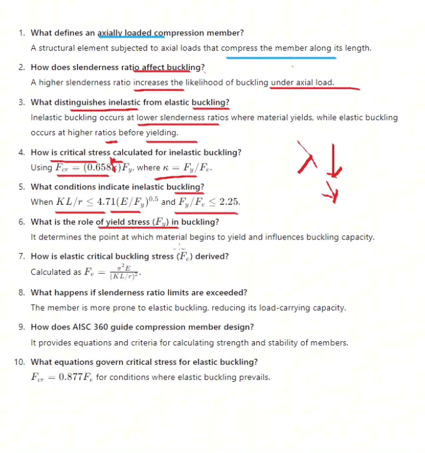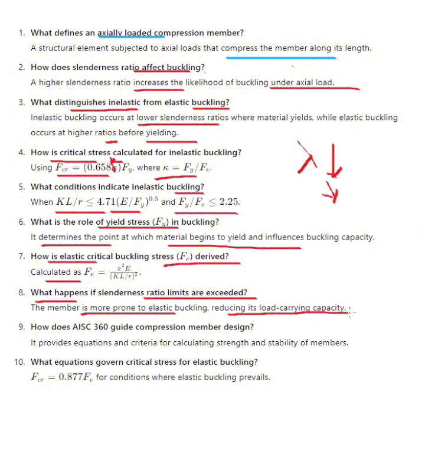What is the role of yield stress in buckling? It determines the point at which material begins to yield and influences buckling capacity. How is elastic critical buckling stress derived? Calculated as pi squared E by KL by r squared. What happens if the slenderness ratio limits are exceeded? The member is more prone to elastic buckling, reducing its load carrying capacity.